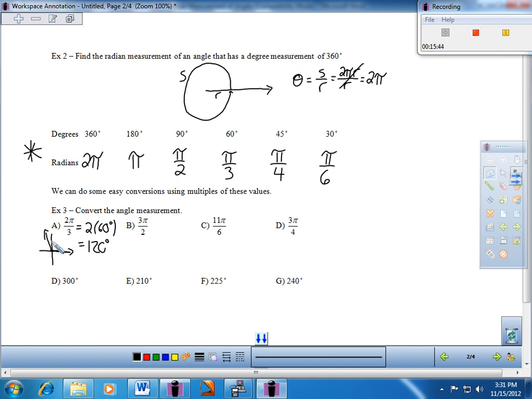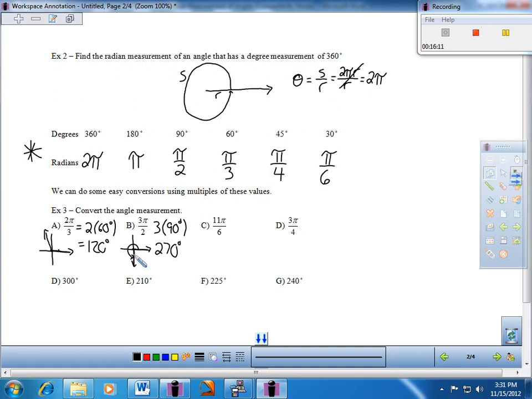Good. Let's do part B. 3 pi over 2. The way I read it is each pi over 2 is 90 degrees. And we have 3 of them, so 3 90s. And as you can see, 3 times 90 should be 270 degrees. So if I asked you to envision 3 pi over 2, you should be able to at this point, something like this. Again, just thinking out loud. That would be the rotation for 3 pi over 2.